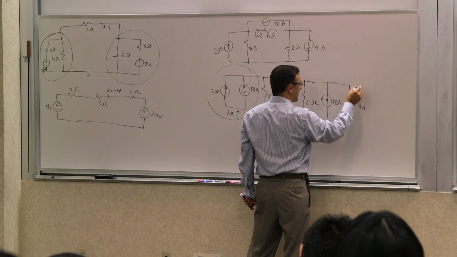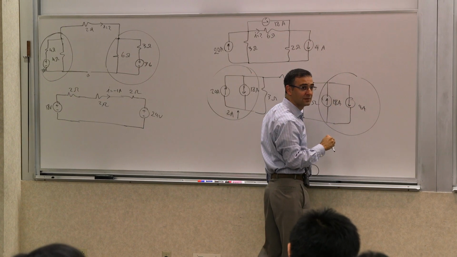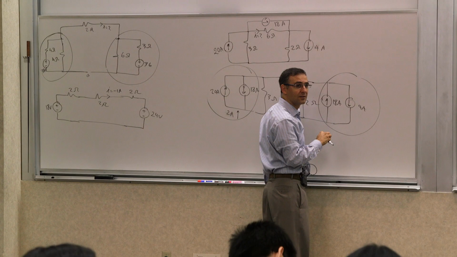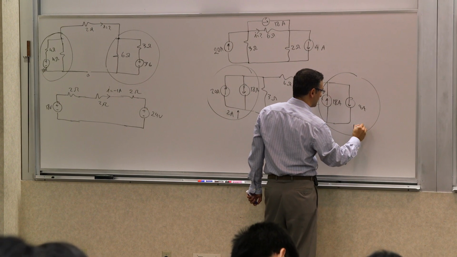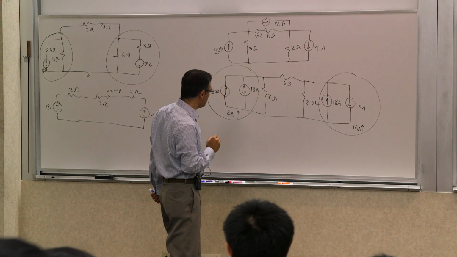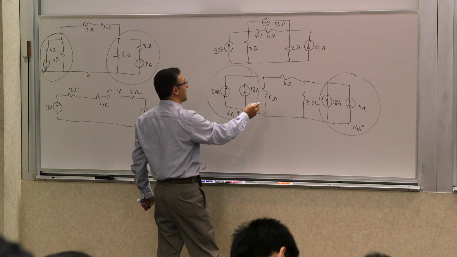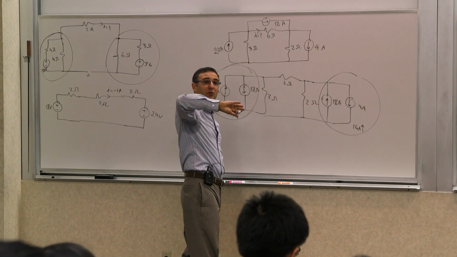Okay, and how about this side? What do you see? 18 up, 4 down. 14. Yeah. Okay, 14 amps up. So you could actually solve this, but you can even make your life easier. Now you can actually apply the source transformation.